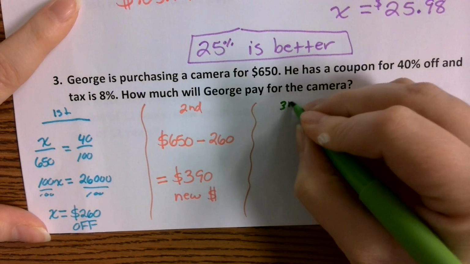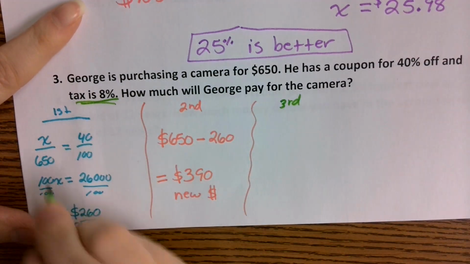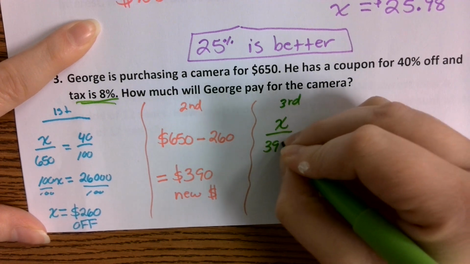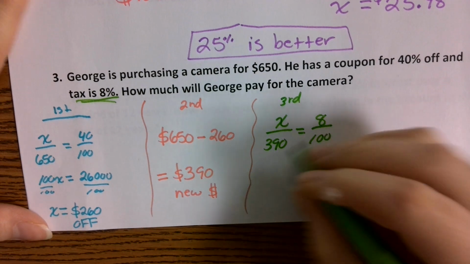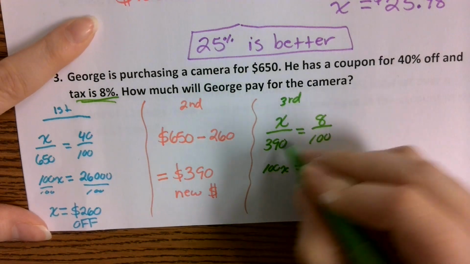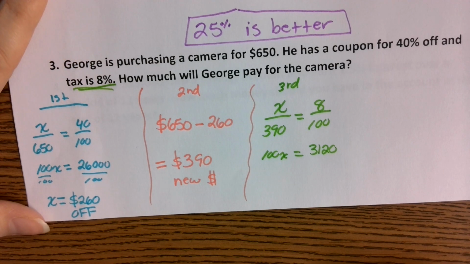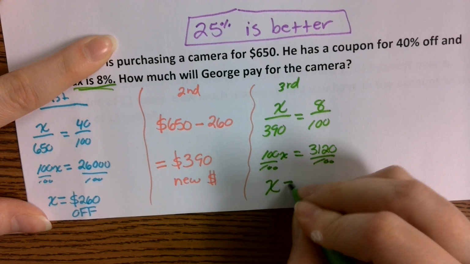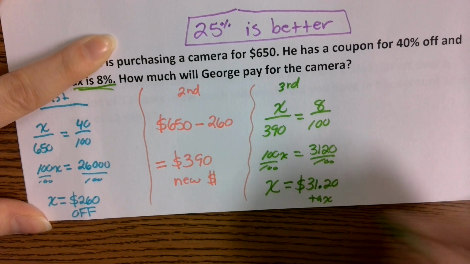Then we go to the third step. Now we got to figure out what tax is going to be. So we do this process again, but this time with the new money and with tax percentage. So we're going to do X over 390 equals 8% over 100. Do our cross product. We get 100X is equal to 390 times the 8. That comes out to 3,120. Then we divide both sides by 100, and we'll get X is now equal to $31.20. This represents the amount of money that we're going to spend in tax.